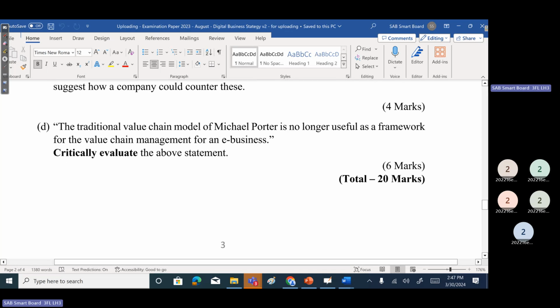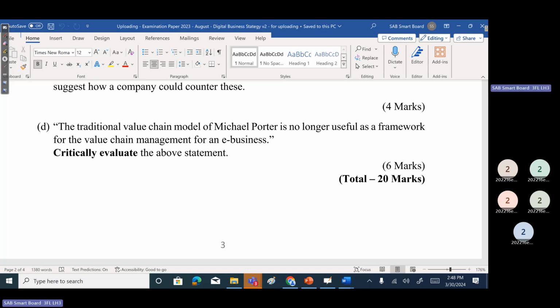This was under value chain analysis. The traditional value chain model of Michael Porter is no longer useful as a framework for value chain management for e-business. Critically very important. The author argues the traditional supply chain or value chain management of whom? Porter. Inbound logistics and outbound logistics, in between operations, and then there are support activities. It was argued that this value chain is no longer valid, but now it's a market-driven value chain, A and B, as I mentioned in the slides. Then there was a question arguing that.